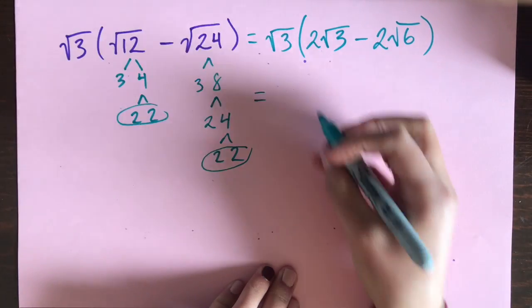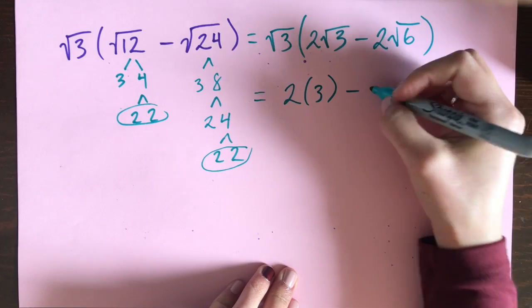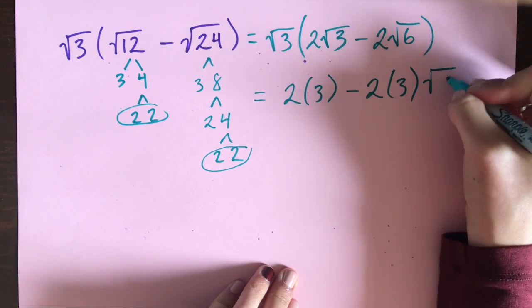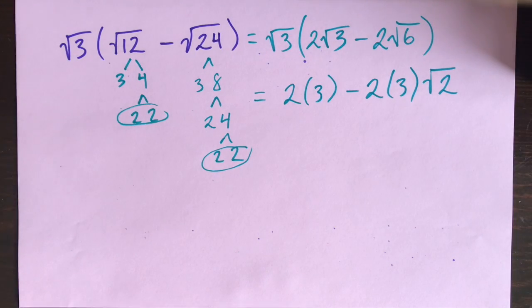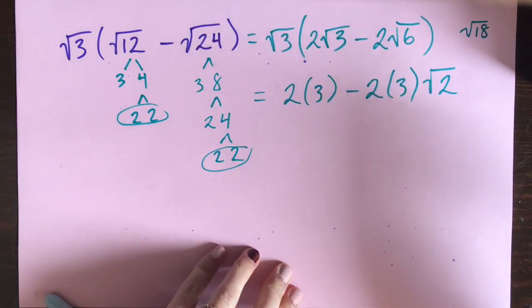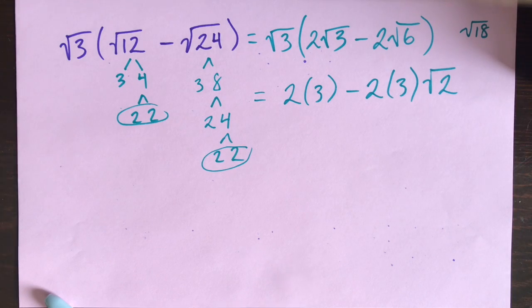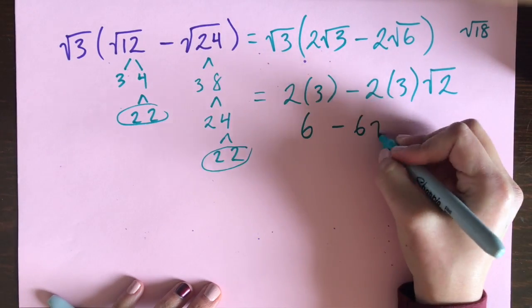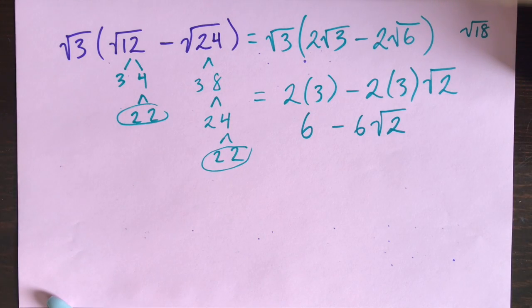And then I'm going to distribute that rad 3. So the rad 3 distributes across, so it's going to be 2 times, now just 3, because rad 3 times rad 3 is 3. And then rad 3 times rad 6 is rad 18, right, which is 9 times 2. 18 is 9 times 2, so it becomes 3 rad 2. So I get 2 times 3 minus 2 times 3 times rad 2, which is 6 minus 6 times rad 2.